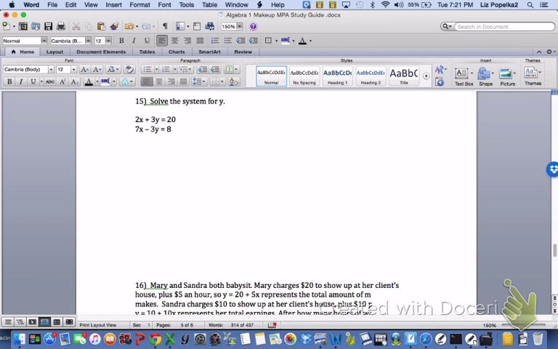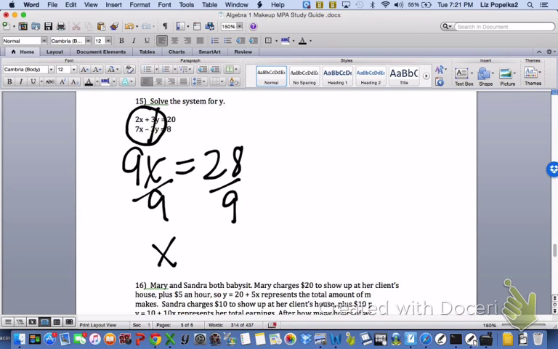For number 15, it says solve the system for y. So we've got 2x plus 3y equals 20. I'm not going to rewrite them because they're actually set up perfectly the way they are for elimination, because positive 3y and -3y are right on top of each other, which makes a 0 pair. So I'm going to add everything together on the left side of my equal sign. That gives me 9x. And on the right side, 20 plus 8 equals 28. I'm going to divide both sides by 9. So my x is equal to, I'm just going to round to about 3.1.